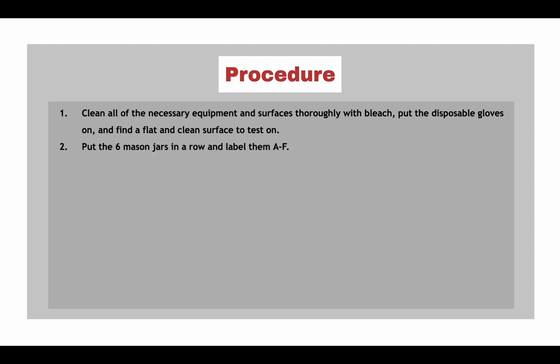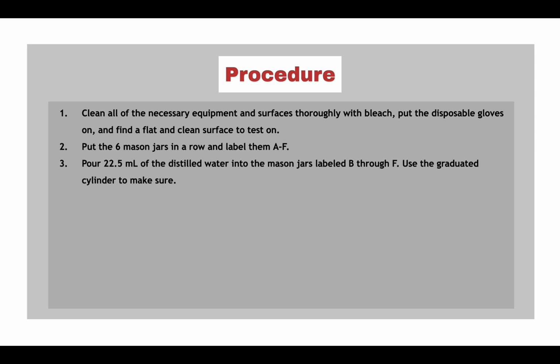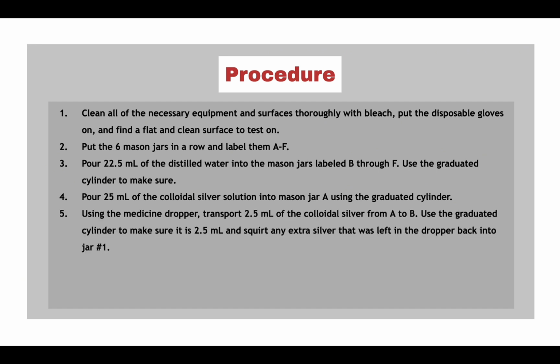2. Put the 6 mason jars in a row and label them A through F. 3. Pour 22.5 milliliters of the distilled water into the mason jars labeled B through F. Use a graduated cylinder to make sure. 4. Pour 25 milliliters of the colloidal silver solution into mason jar A using the graduated cylinder. 5. Using the medicine dropper, transport 2.5 milliliters of the colloidal silver from A to B. Use the graduated cylinder to make sure it is 2.5 milliliters and squirt any extra silver that was left in the dropper back into jar A.